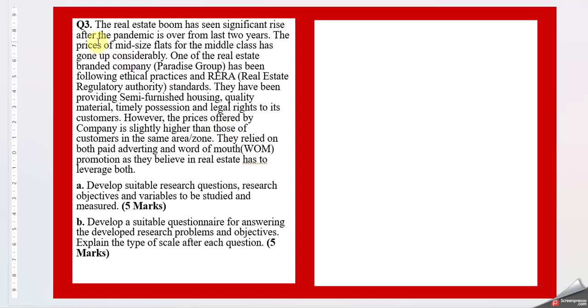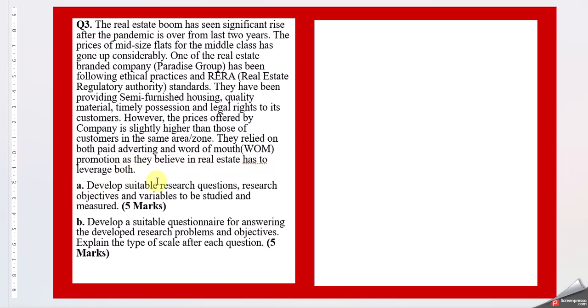Okay, question 3. The real estate boom has seen a significant rise after the pandemic is over, in the last 2 years. The prices of mid-size flats for the middle class have gone up considerably. One of the real estate branded companies, Paradise Group, has been following ethical practices and RERA, Real Estate Regulatory Authority, standards. They have been providing semi-furnished housing, quality material, timely possessions, and legal rights to its customers. However, the prices offered by the company are slightly higher than those of competitors in the same area or zone. They relied on both paid advertising and word of mouth promotion, as they believe real estate has to be leveraged both ways.